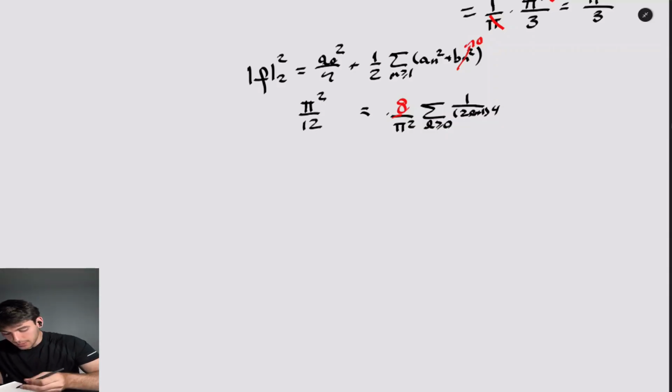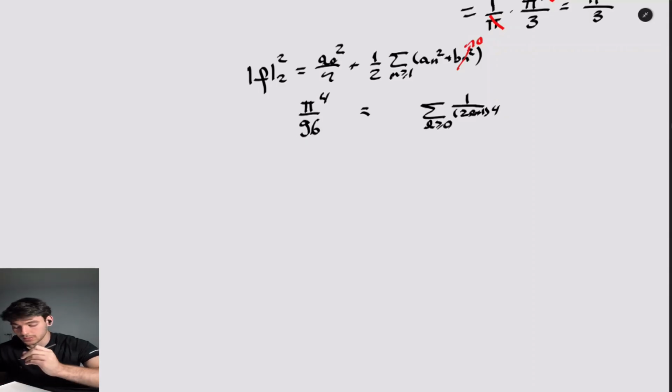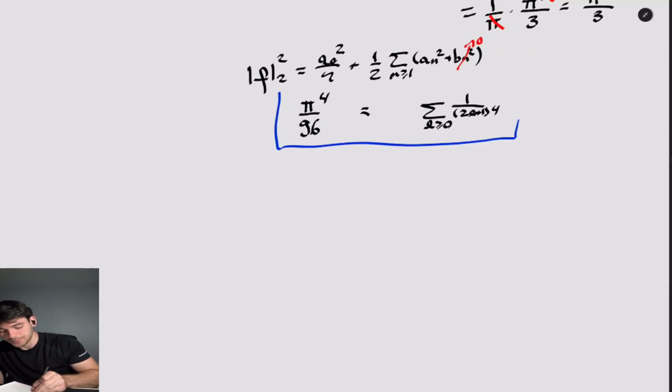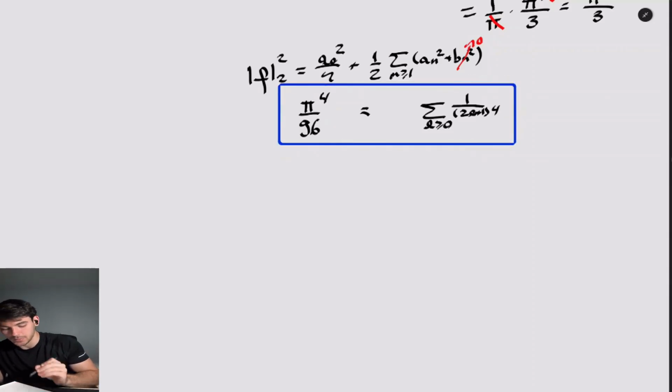Okay, and now we need to multiply it by pi squared and divide it by 8. Okay, so if we multiply it by pi squared, we'll have pi to the power 4. And if we divide it by 8, we'll have 96 as our denominator. Okay, so that's the final answer for the value of this sum here.